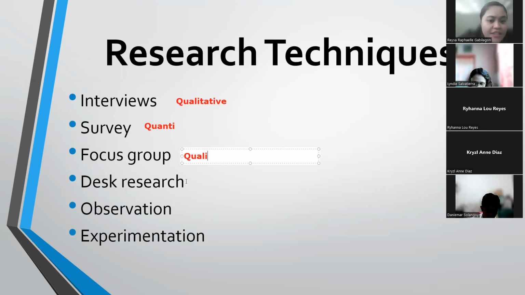The desk research, ito yung ginagawa ninyo ngayon since you are doing, example, introduction of the concept paper, you are looking into the background, that is desk research. Sa inyong mga laptop with your gadgets. Observation, pwedeng during the experiment, you may observe the results of the experiment, or for ethnographic research wherein you will really live with the people in the community and observe their customs and traditions.